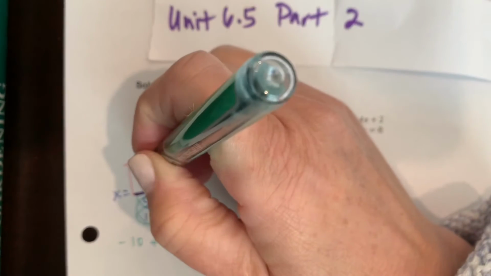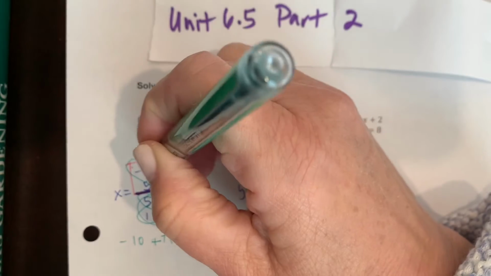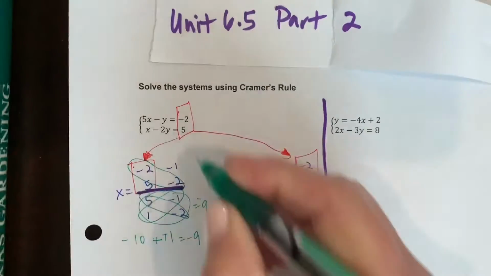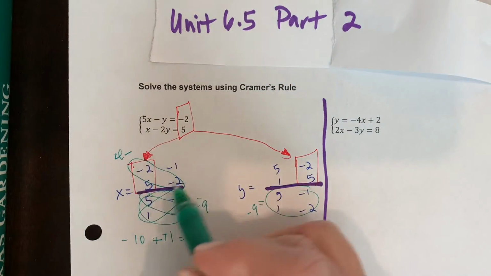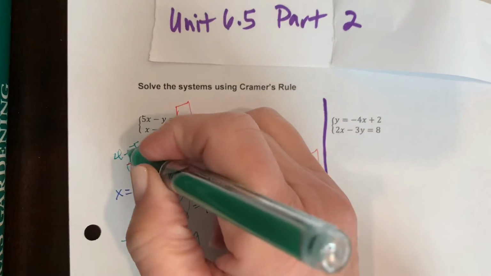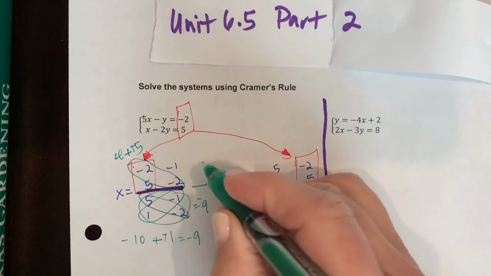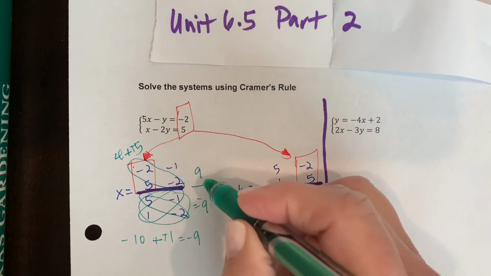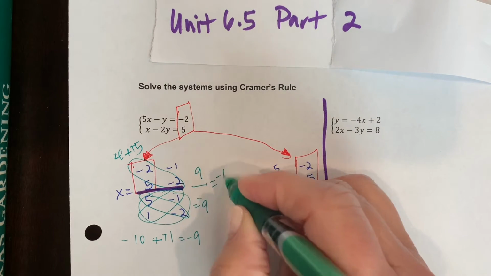Okay, now let's figure out the numerator's determinant. So a -2 times a -2 is +4. Subtract a -5. Okay, so then if I subtract a negative, that's adding. So that makes the numerator +9. So a +9 over -9 is -1.